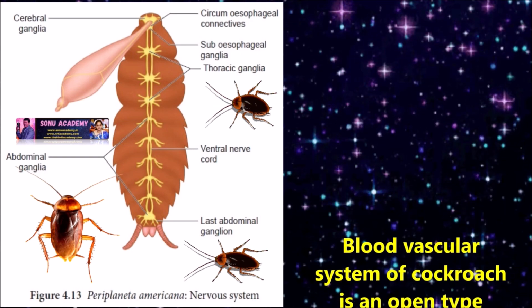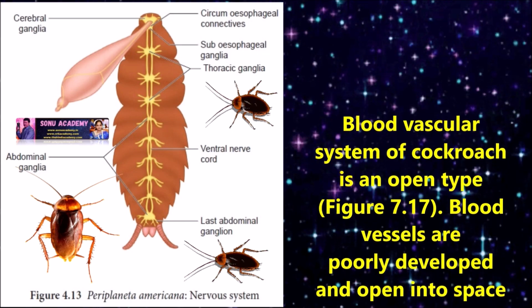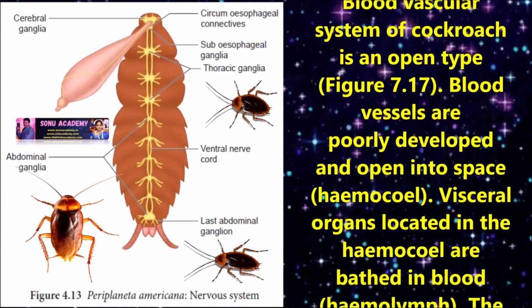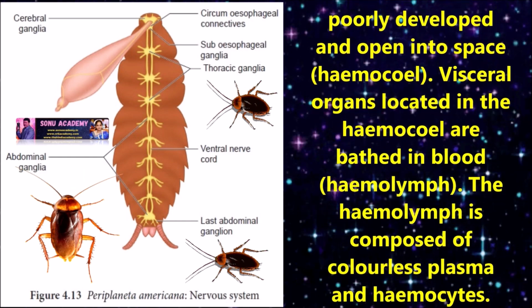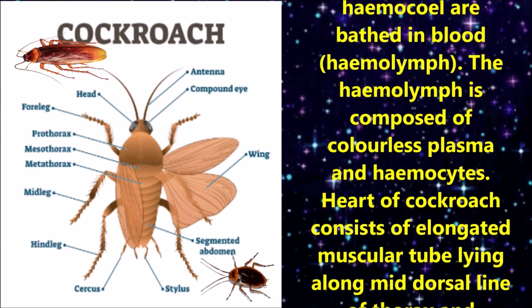Blood vascular system of cockroach is an open type. Blood vessels are poorly developed and open into space hemocoel. Visceral organs located in the hemocoel are bathed in blood. The hemolymph is composed of colorless plasma and hemocytes.